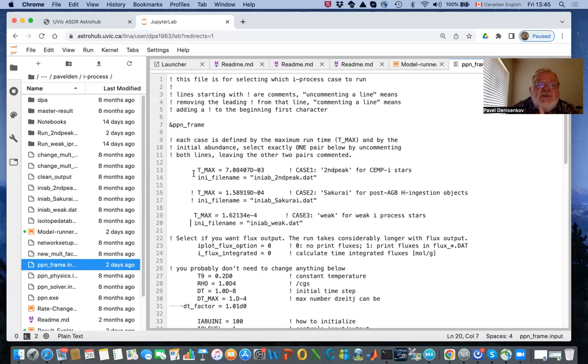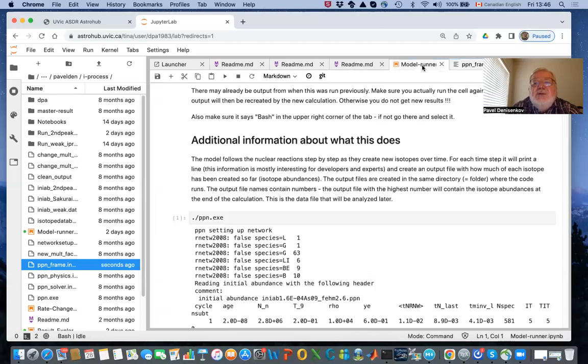And don't forget to put an exclamation sign in the case that was open. So here, case 1, and here, case 2. I'm sure that when you install your directory for the first time, you will have this case 3 weak i-process uncommented. This is what I've done with my work. So after that, I save the file. This file is saved, and now I go to model runner.